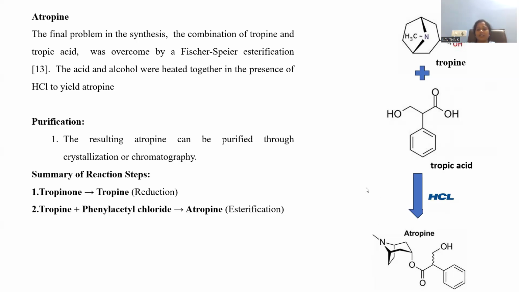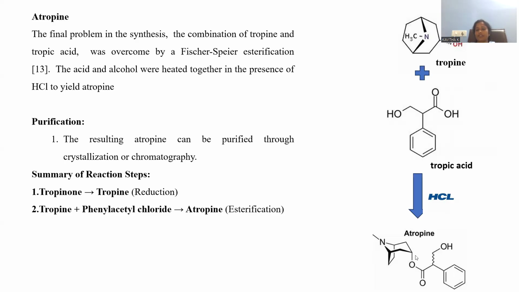So this is the way we can go, and in order to proceed with this reaction, here is the reaction condition mentioned. Acid conditions are required, so we add a little amount of hydrochloric acid, so that the final product atropine is synthesized. The atropine synthesized is crude, and side products may also accompany it, so the next process is purification. The resulting atropine can be purified through crystallization or chromatography.